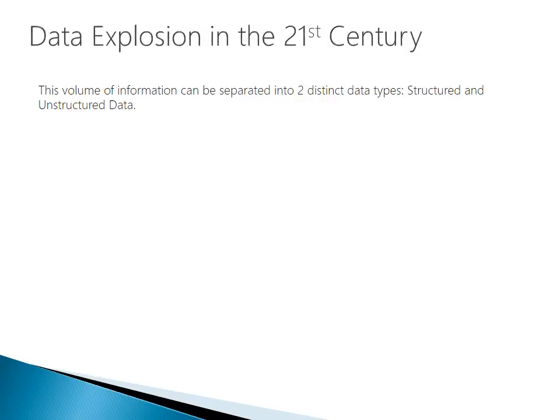This volume of information can be separated into 2 distinct data types. We call these data types structured and unstructured data. And as data scientists, we need to understand the subtleties of this type of data.